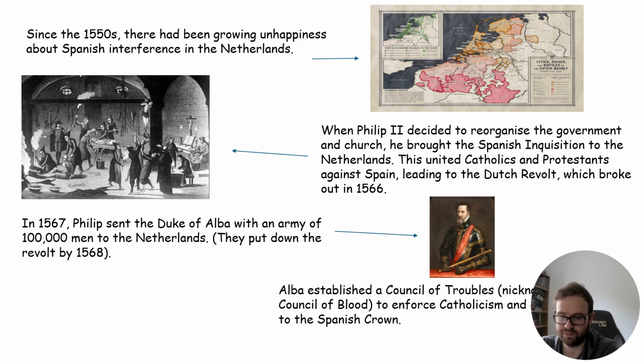So Alba crushes it. He establishes the Council of Troubles, nicknamed the Council of Blood, because this enforces Catholicism and allegiance to the Spanish crown. It's very aggressive, executing a lot of Protestants. This is going to have a huge impact. That is basically the first section of the Dutch Revolt. For our connection to England, we're going to have a look at the impact of it. Remember, 10,000 men close to England is threatening, and we're going to have a look at that disaster towards the Protestants.